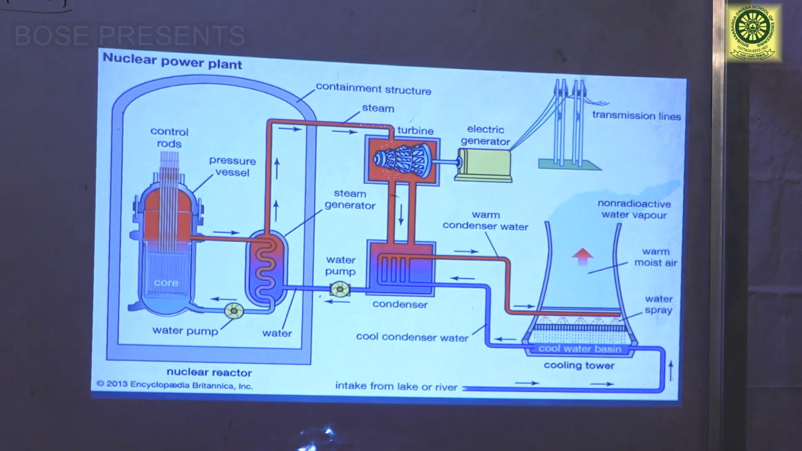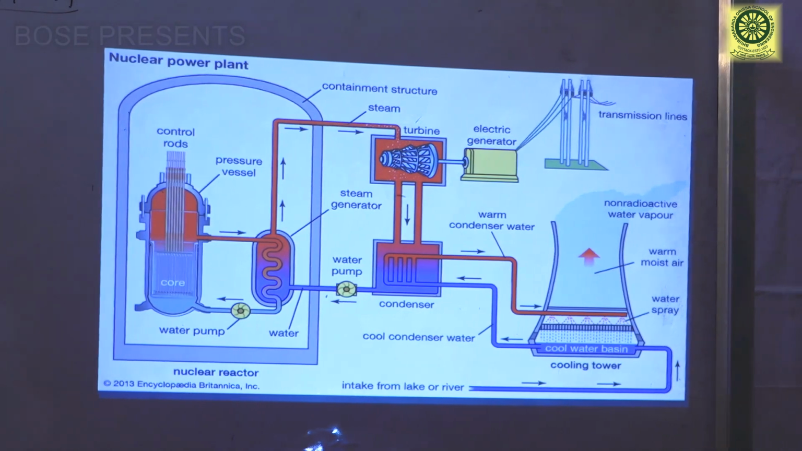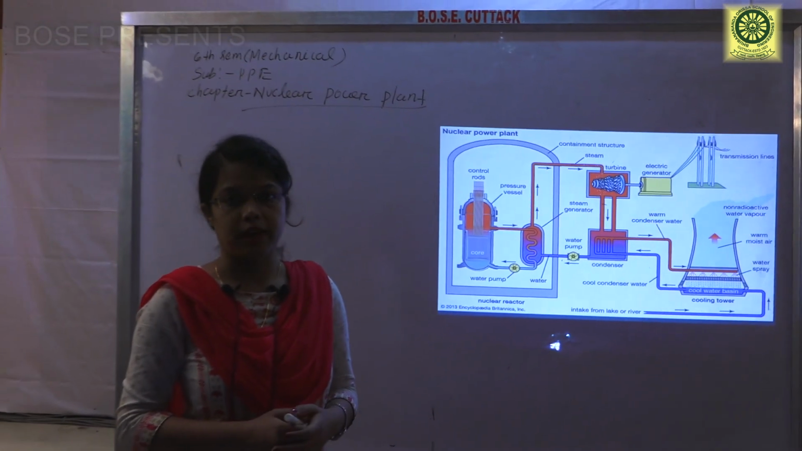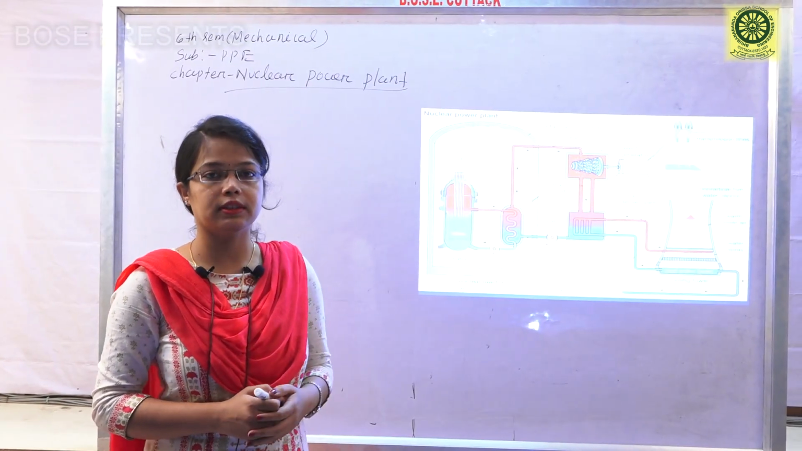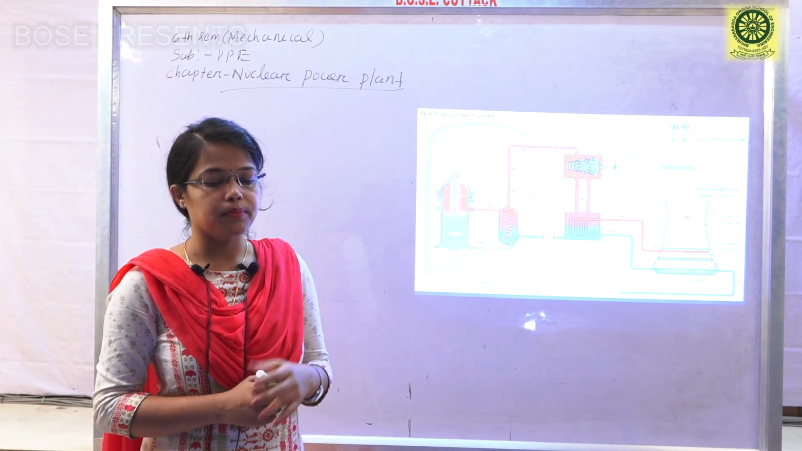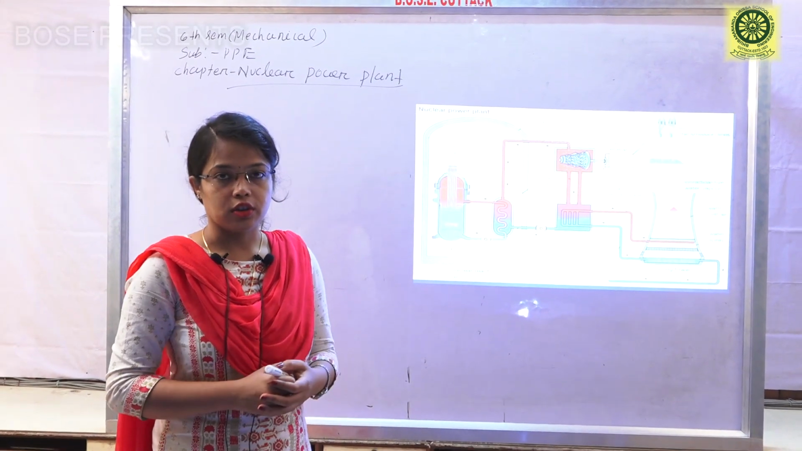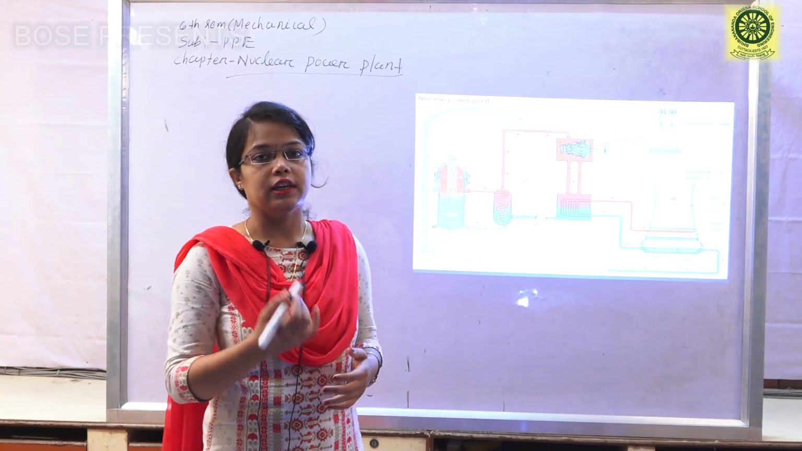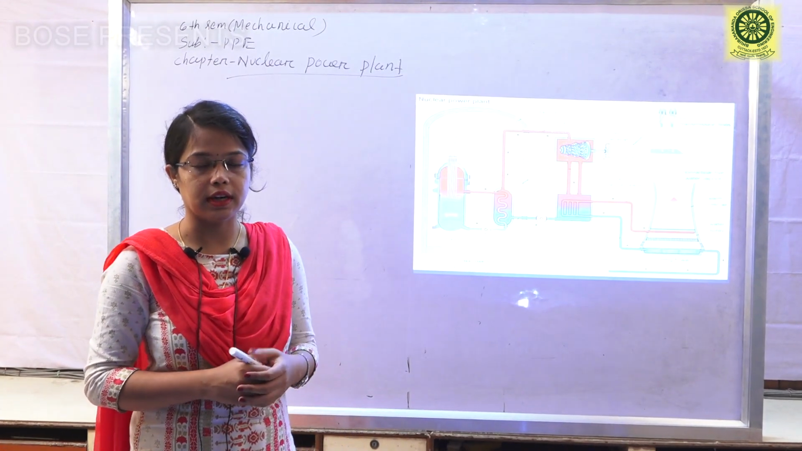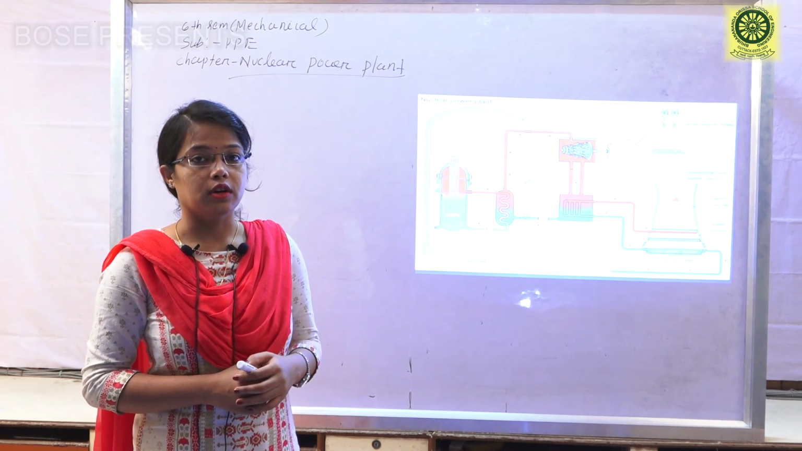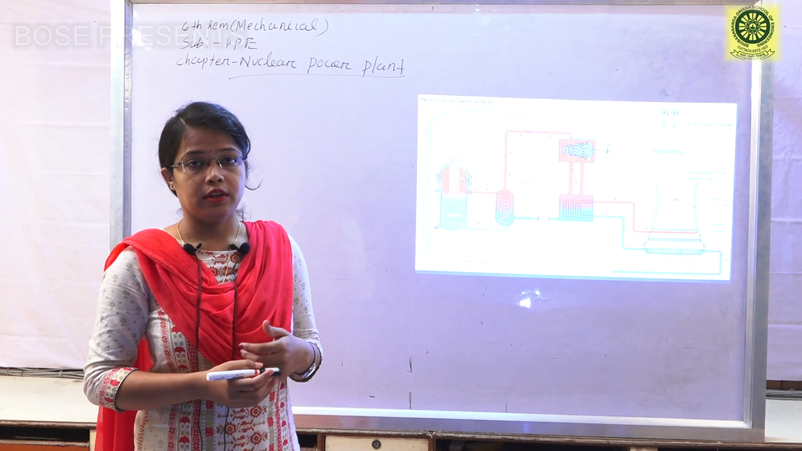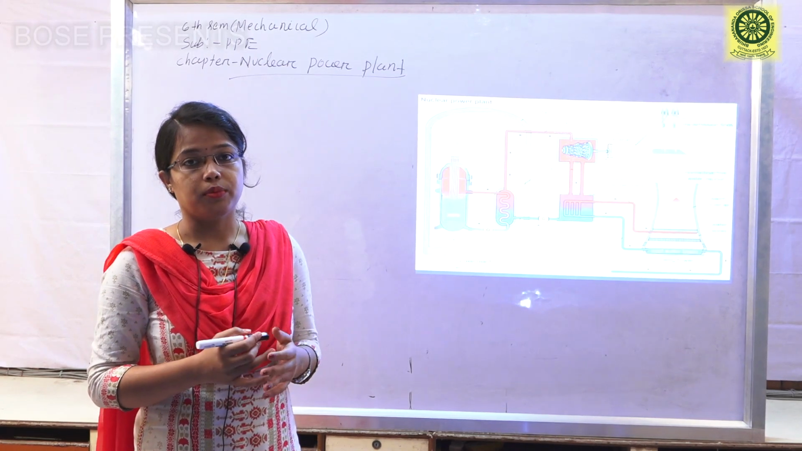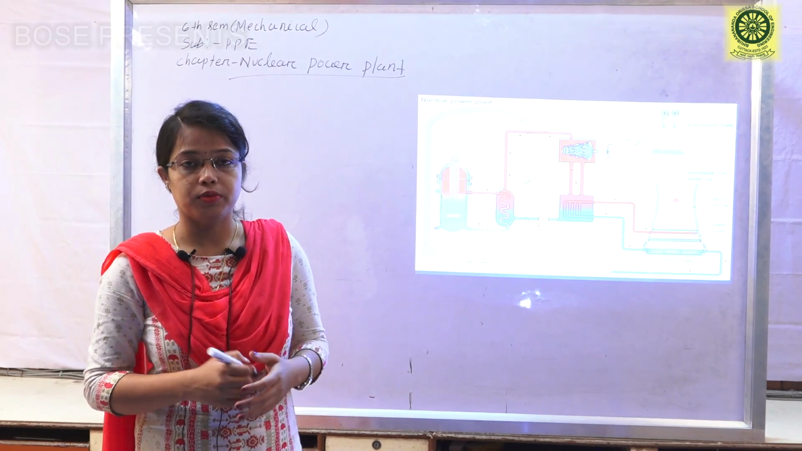Before going into details about this nuclear power plant, I just want to remind you that you have studied the steam power plant in the previous chapter. What happens in that steam power plant? In this steam power plant, the power generation occurs. That means we are generating electricity. And what are we using in that steam power plant? We are using the power of steam. We are generating the steam in the boiler, and by using that steam in the turbine we are generating power in the form of electricity.